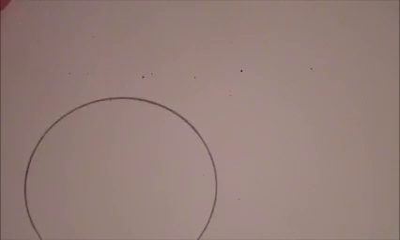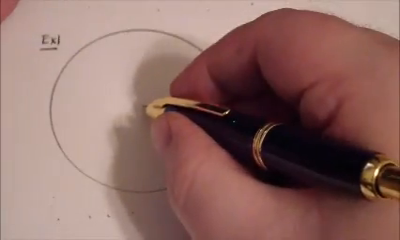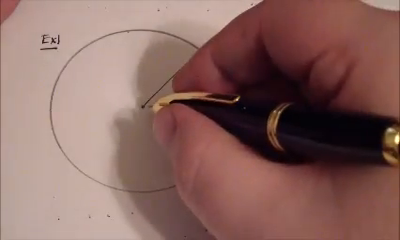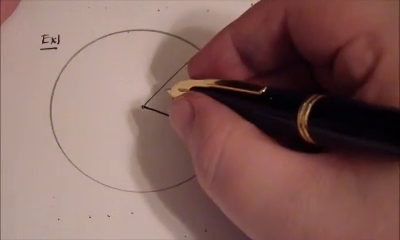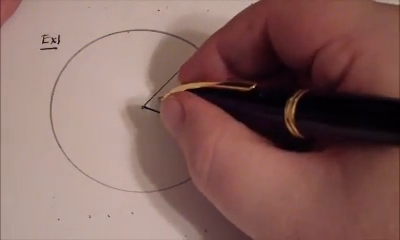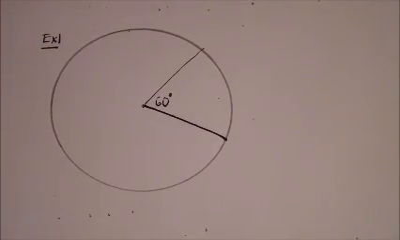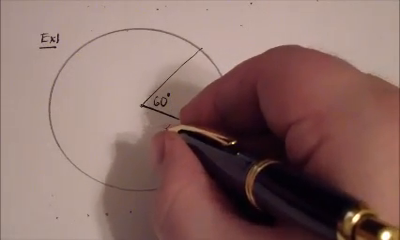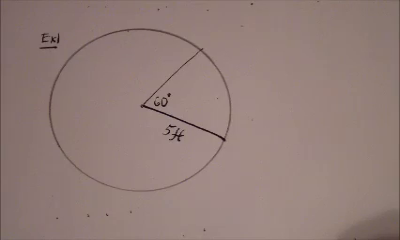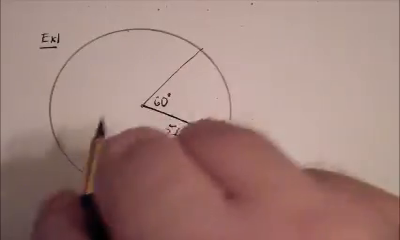Okay, let's see how this is done. First, let's draw ourselves a nice circle. Example 1. Here's the center of the circle, and let's say that this is 60 degrees. And just for fun, we'll say that this is 5 feet. We have a circle with a radius of 5 feet, and we would like to figure out what this guy here is.